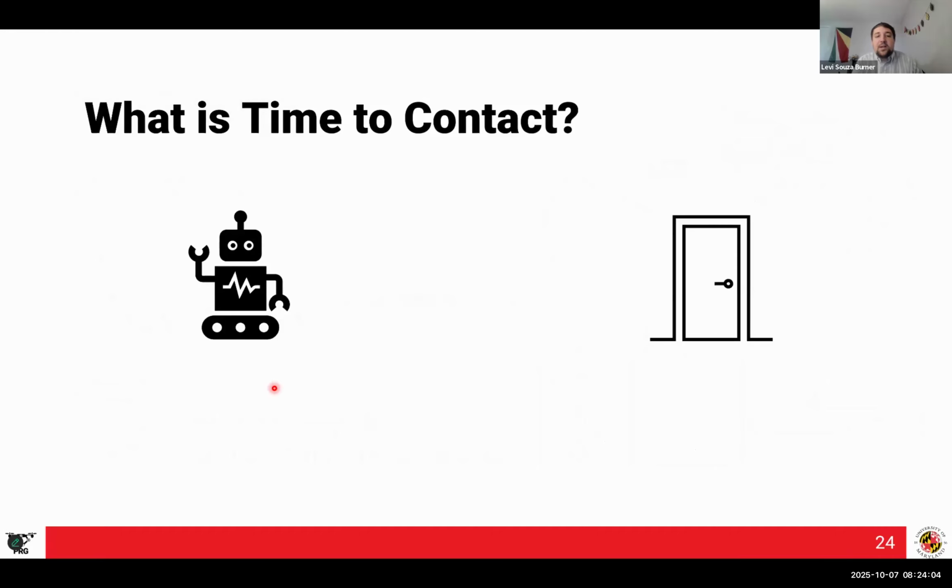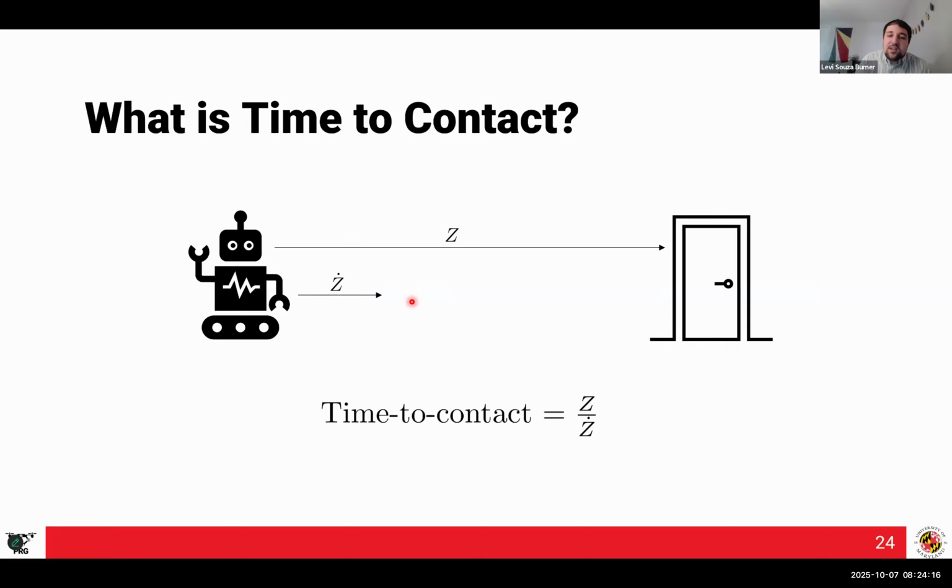Now, mathematically, we can try to realize this in robots, and so then we have to write down some equations. What is time to contact in equation form? Well, if a robot is moving towards a door and it's at a certain distance and it has a certain speed, then the time to contact is simply the distance to that door, z, divided by z dot. And I'm going to state without proof that we can measure this with a camera.